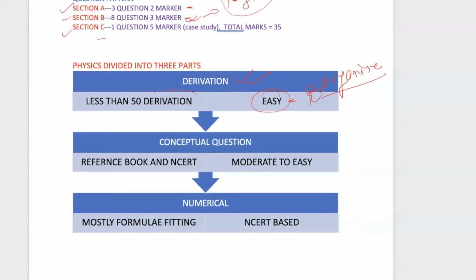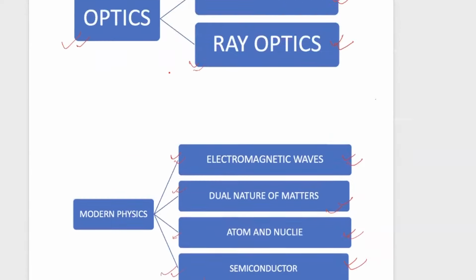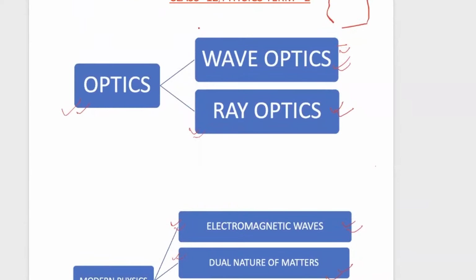How should you attempt the derivations? Each chapter involves derivations. Like if you think of wave optics, wave optics has basically interference and diffraction.